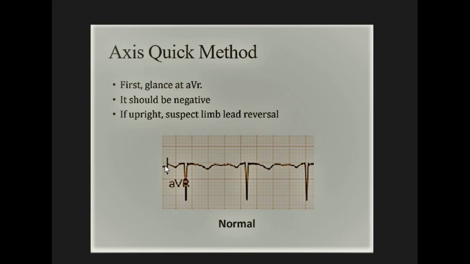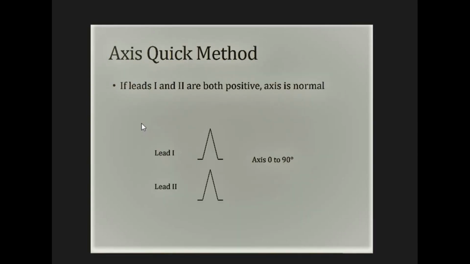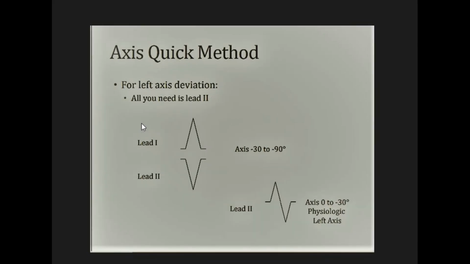If it isn't negative, then it means that the person who was recording the ECG of a patient did not properly apply the leads to their allocated limbs. So if the AVR is negative, then there is no limb lead reversal. Then you have to look at lead 1 and lead 2. If both lead 1 and lead 2 are positive, then we have an ECG with normal axis. For left axis deviation, all you need is lead 2.